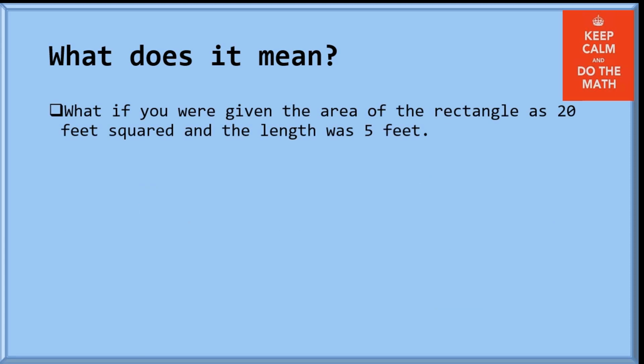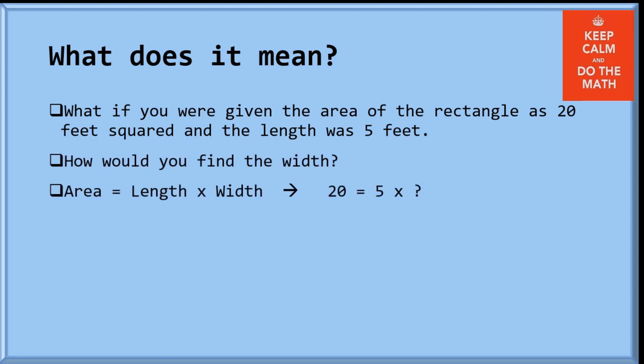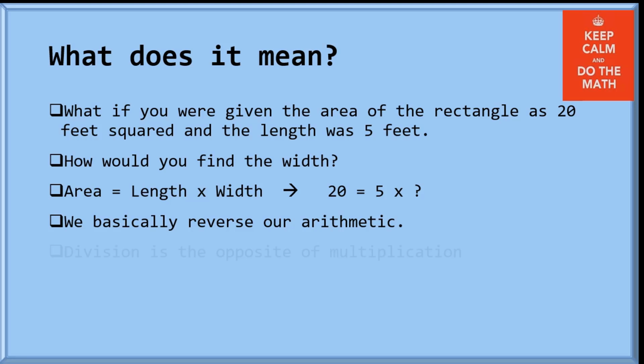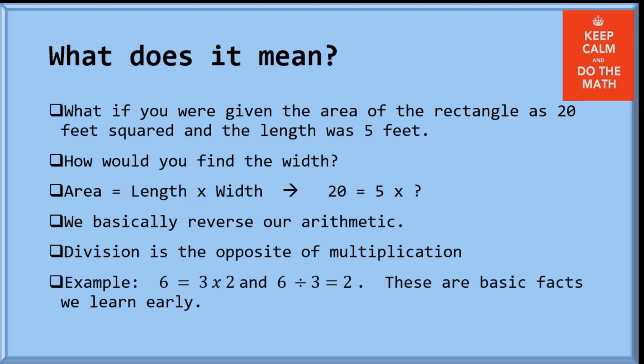Now, what if you were given the area of the rectangle, which is 20 feet squared, and the length was 5 feet? How would you find the width? So again, let's take a look at the formula, only now we're going to plug 20 in for area, 5 for length, times, and question mark. We don't know what the width is. So we're going to basically reverse our arithmetic. Division is the opposite of multiplication. Remember, 6 is equal to 3 times 2, but you also know that 6 divided by 3 is 2. These are some of the basic facts, and if you can remember these, this will help you with rewriting formulas.